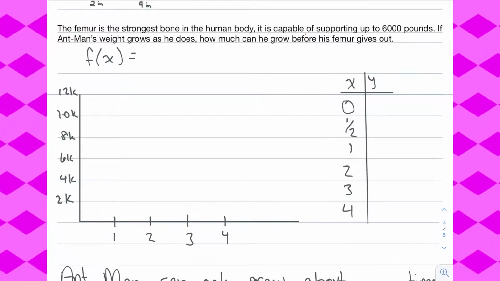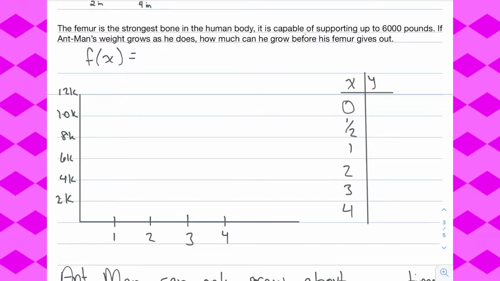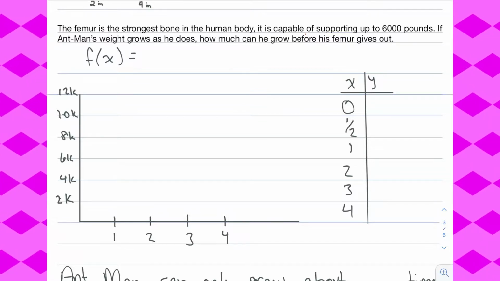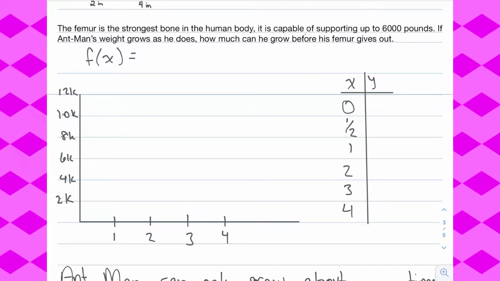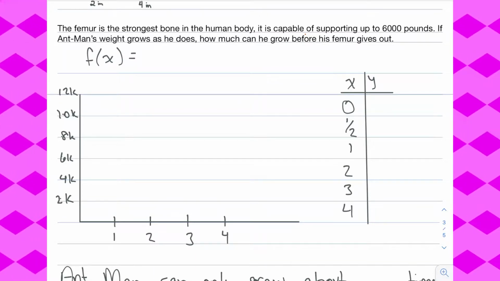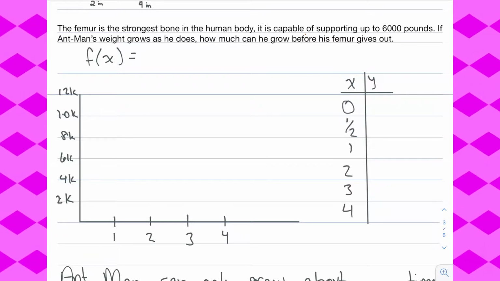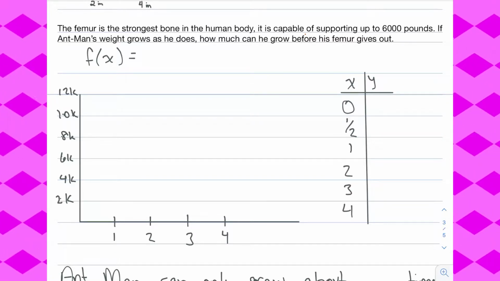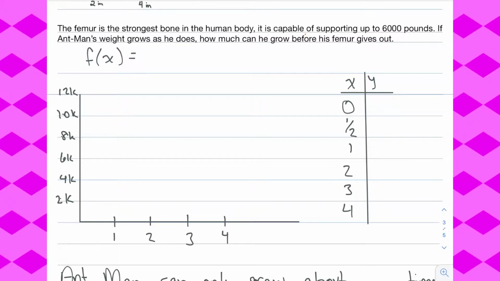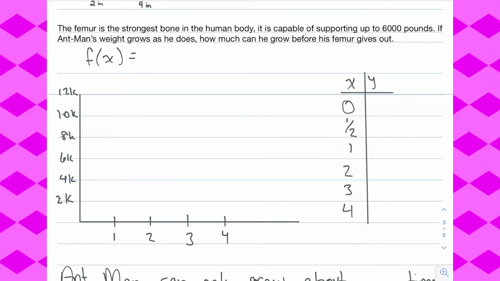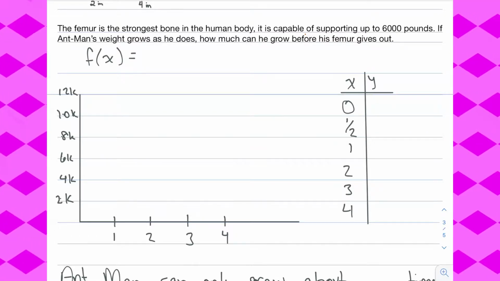The human femur is the strongest bone in our body. It's capable of supporting up to 6,000 pounds. But Ant-Man's weight is gonna grow fast. So I want to figure out how many times bigger can he get before his femur, the strongest bone, will give out. So I checked on the internet, and the average adult male is 196 pounds. So that means we should have an equation that looks something like 196 times x cubed.